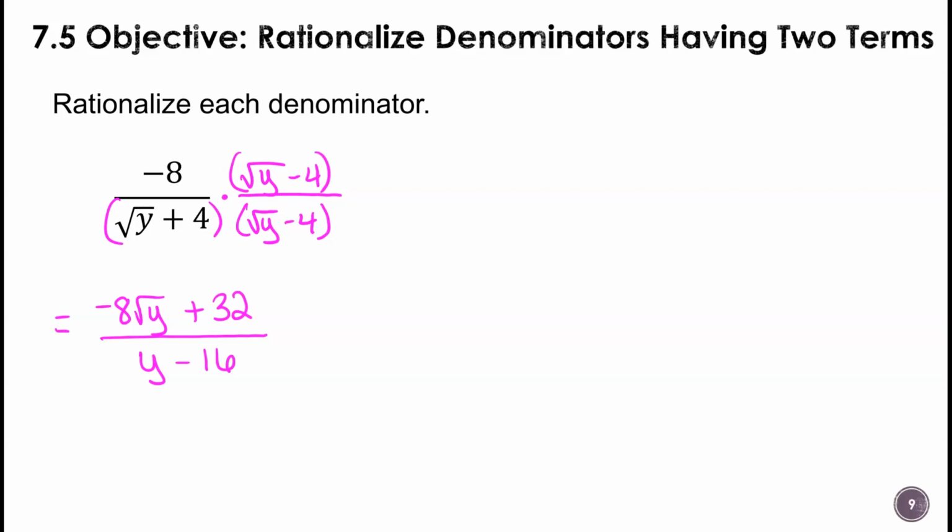Now, I will tell you sometimes on my lab, they will write this in a different way. So I'm going to factor out the negative 8, which leaves me the square root of y minus 4. So they will leave it written this way over the y minus 16. Either way's fine. I normally go ahead and multiply that out and then factor it to see if I can simplify. So it's just a matter of how you write your answer.